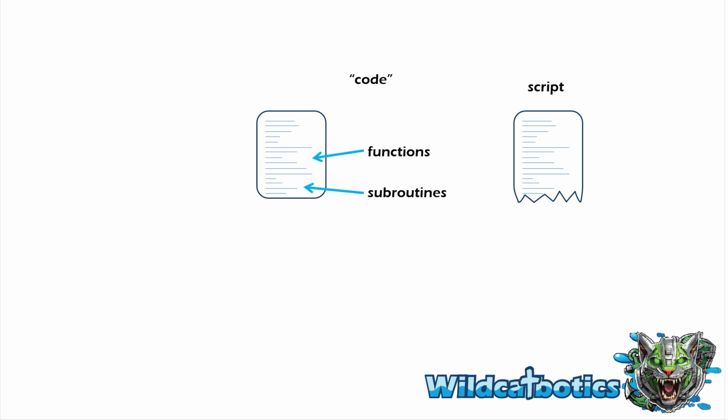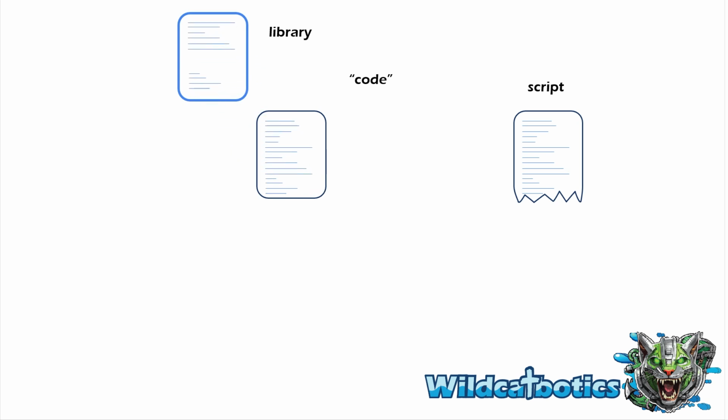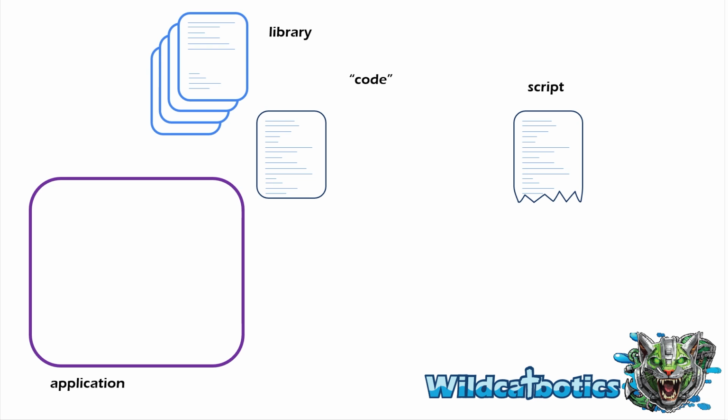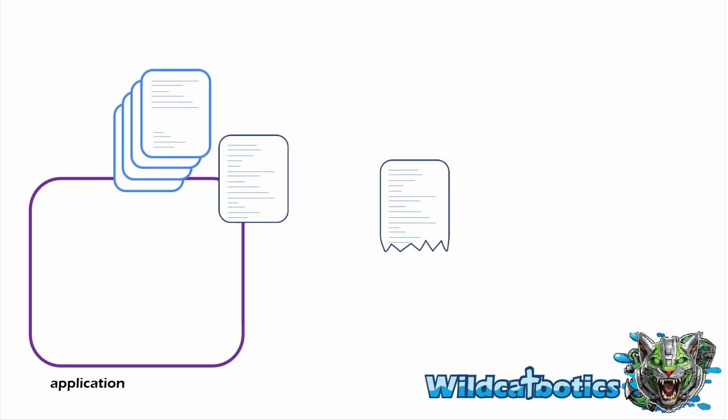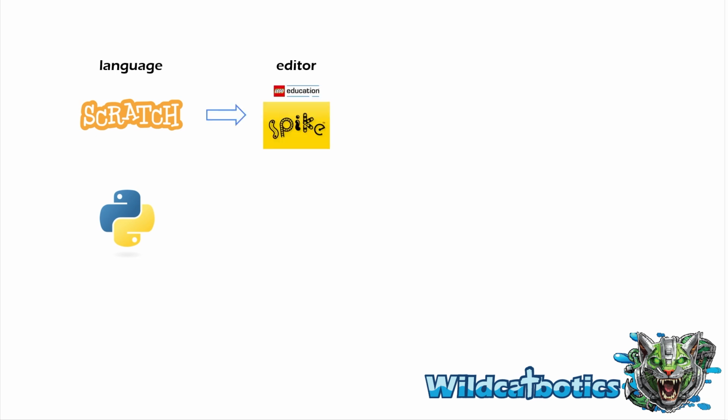Subroutines and functions can sometimes come packaged together in a library, and users can often find libraries written by others that are packaged together to be released to the end user. Applications and libraries need to be thoroughly tested before they can be released. Let's take a closer look at the program itself. The program is written in a specific language, such as Scratch or Python. The programmer writes the program in an editor. For example, Scratch for LEGO Robotics is written in the Spike app editor, while Python may be written in Visual Studio Code as an editor.